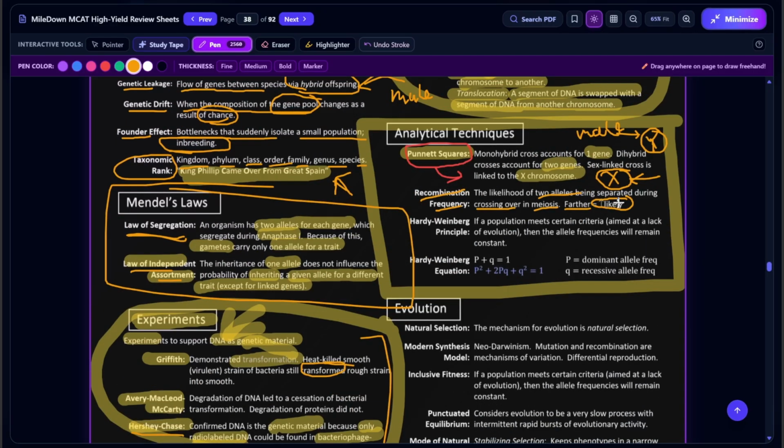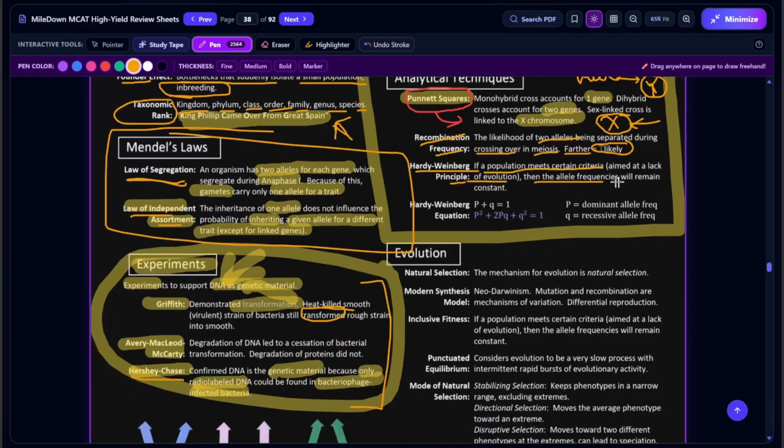So the more likely the alleles will be separated if they're further apart during crossing over in meiosis. The separation would happen in anaphase, right? And the Hardy-Weinberg principle is that if a population meets certain criteria aimed at a lack of evolution, then allele frequencies will remain constant. That's his principle here, and then he has an equation that supports that.